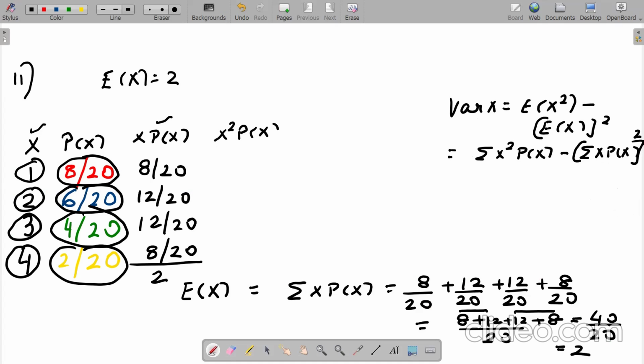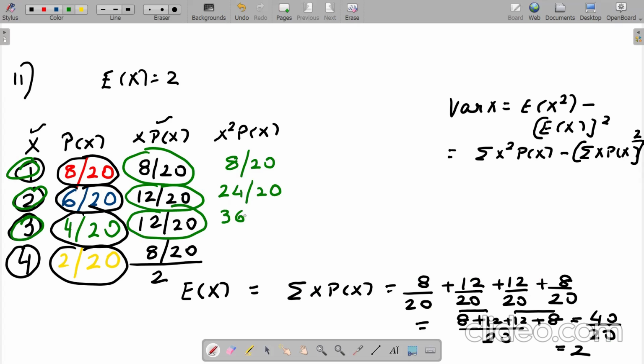The x square px column is nothing but 1 into 8 by 20, which is 8 by 20. Then 2 into 12 by 20, which is 24 over 20. 3 into 12 by 20 is 36 by 20. 4 into 8 over 20 is 32 over 20. So if I add all of this up, it's going to be 8 plus 24 plus 36 plus 32, which comes out as 100.